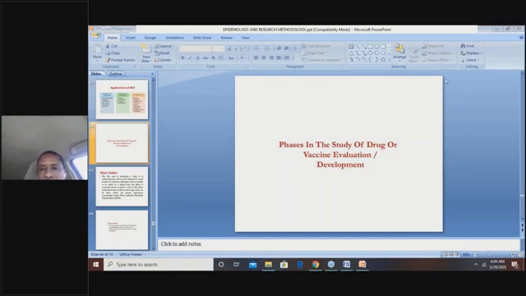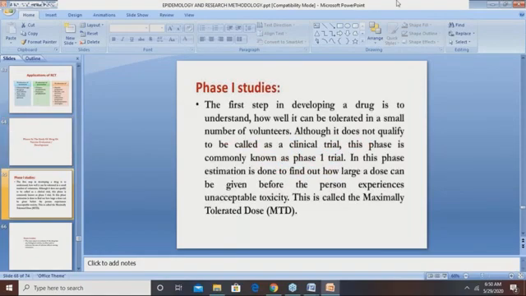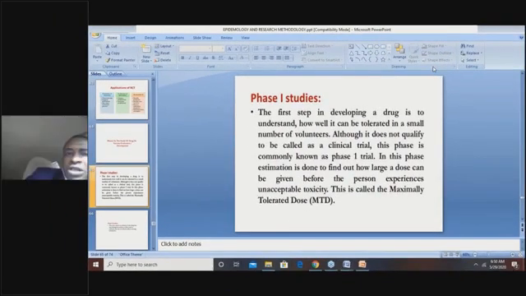So let's look at the different types of trials. The first one is phase 1 studies. What is it about phase 1 studies? Phase 1 is the first step in developing a drug. When you want to develop a drug molecule, it is the first trial, where you say, I think this drug is working, then you apply what we call a phase 1 clinical trial. So what happens in a phase 1 clinical trial?